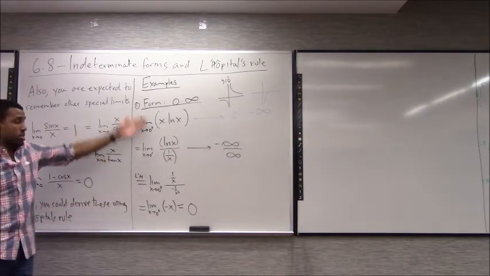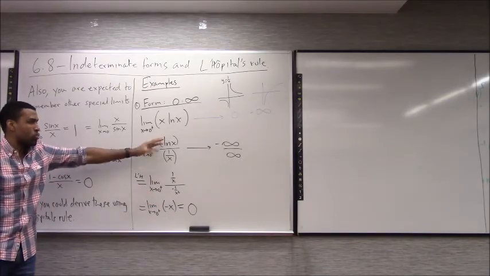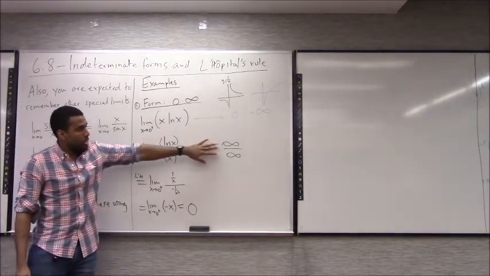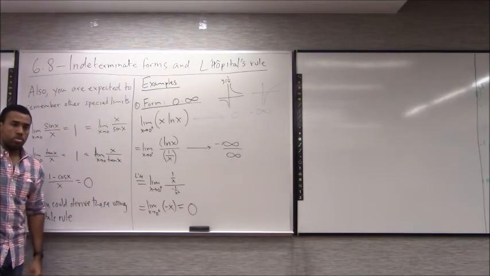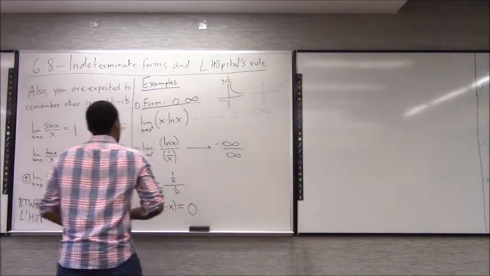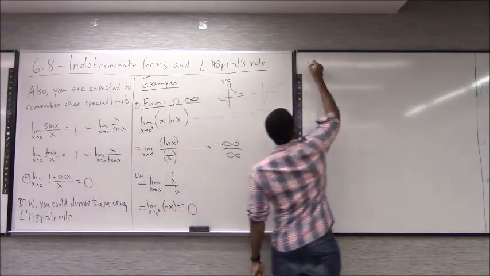So it turns out that this limit is 0, and I could figure that out by first rewriting it a little bit to look like one of the forms of 0 over 0 or infinity over infinity, and then applying L'Hopital's rule. Let's do another example.